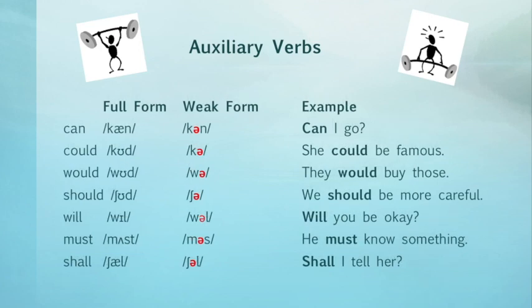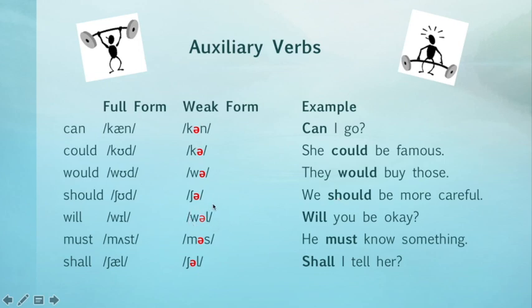And here we have some more, the modals. So instead of hearing can, like in our video with Ashley, you probably just hear kun. It almost sounds like there's no vowel, like can I go? And instead of could, you might just hear k, the whole ending disappears, the whole LD sound. So for example, she could be famous. And instead of would, you might just hear w, like they would buy those. And instead of should, you might just hear sh, we should be more careful.